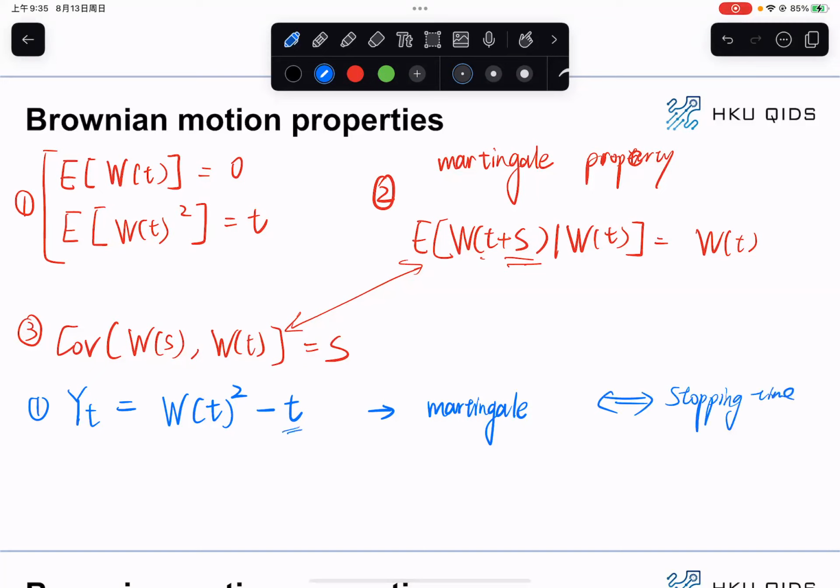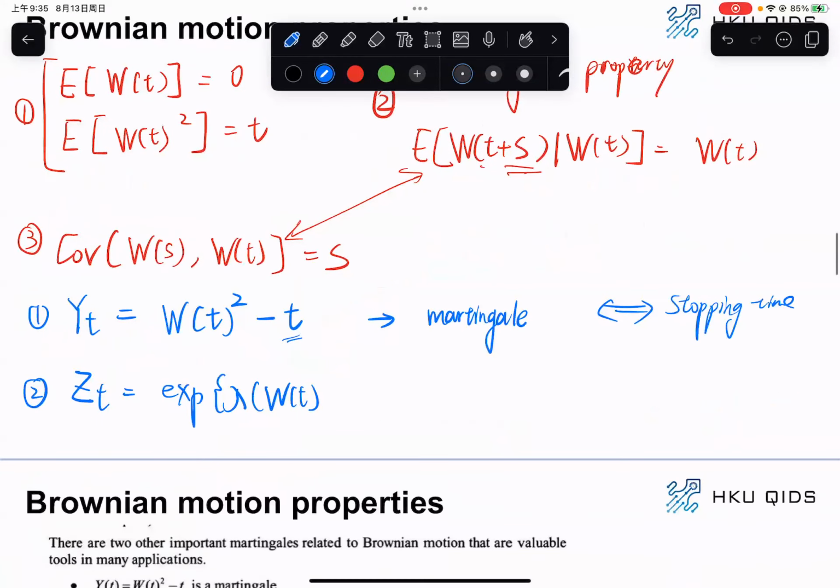Because we have a t here, when we take expectation, we can take out the expectation of T. We know that when we apply the stopping time to a martingale, the stopped process is also a martingale, right? The second one we call C_t, which is the exponential of lambda W_t minus 1/2 lambda squared t, where lambda is just a constant and W_t is a Brownian motion. This is called the exponential martingale.